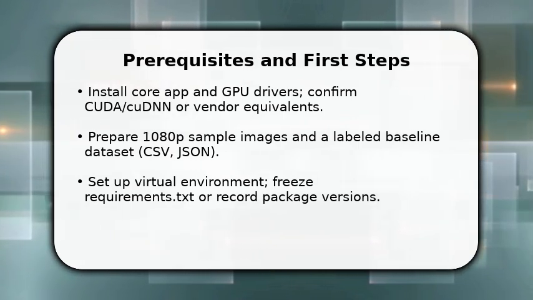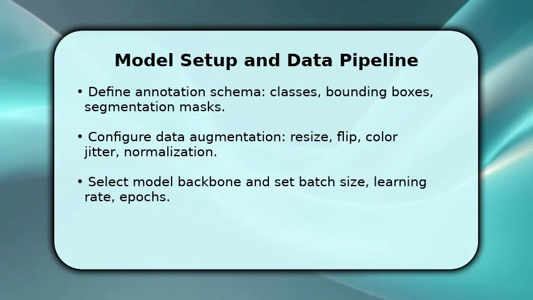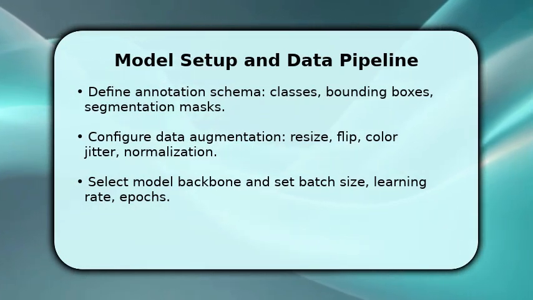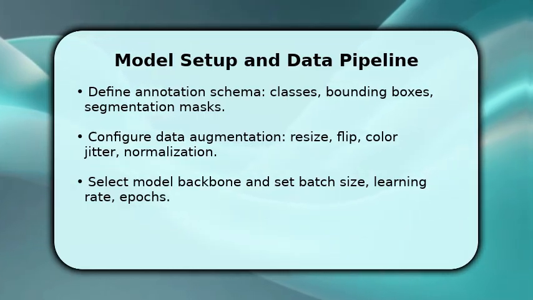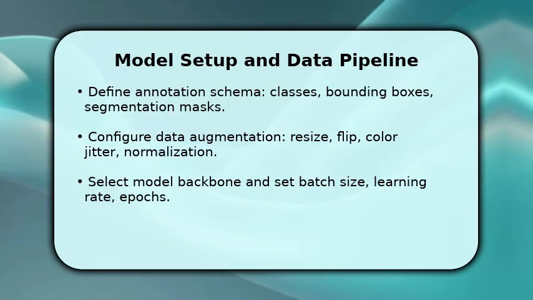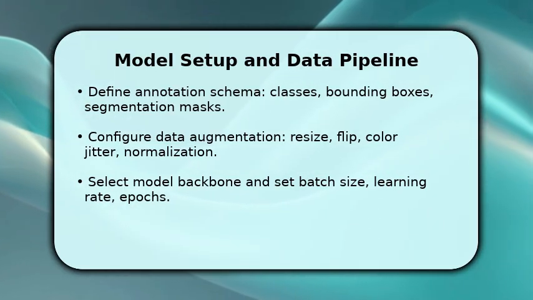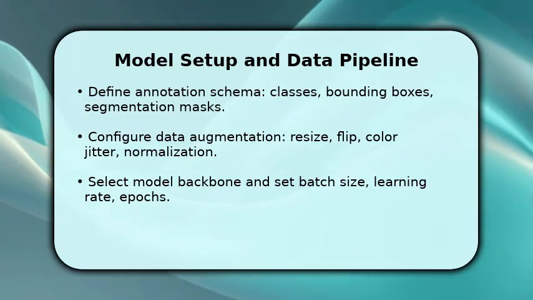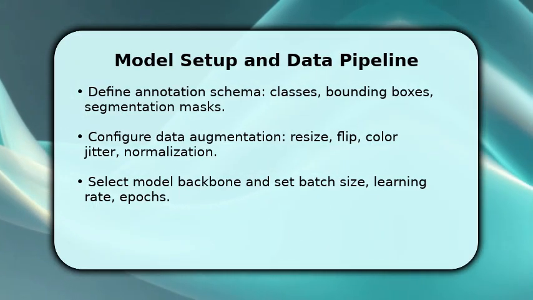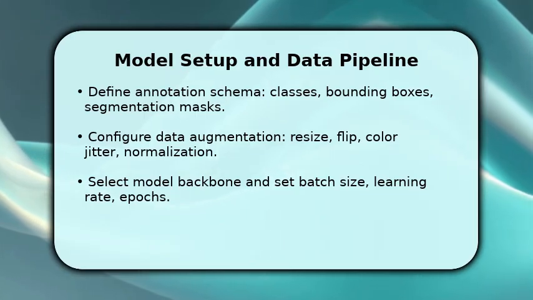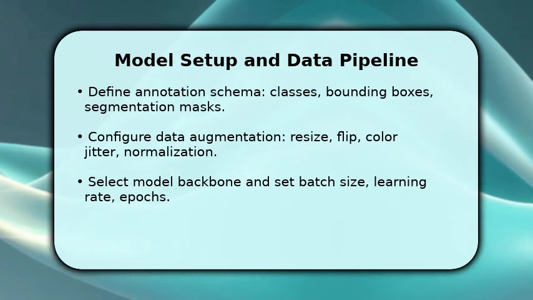Now you configure the model and data pipeline. Define the annotation schema, classes, bounding boxes, or masks, so labels are consistent. Once defined, implement augmentation like resize, horizontal flip, color jitter, and normalization to improve generalization. Next, choose a model backbone and set training hyperparameters such as batch size, learning rate, and epochs. Start with conservative values and scale up. Make sure to run a short validation pass to confirm training and data flow work before committing to a full training run.